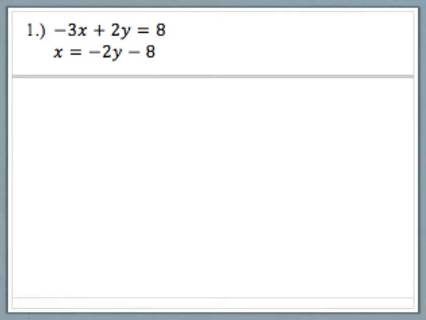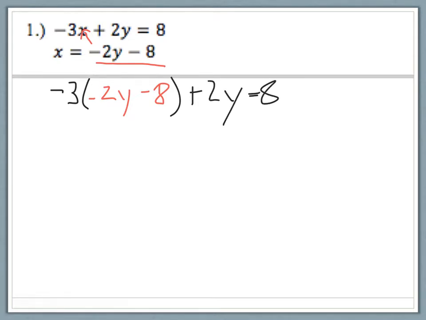Okay, for this first one, we're going to go ahead and solve by substitution. Since I already have x equals, I'm going to take this equation and plug that in for my x. Since I know what x equals, I'm going to plug it in for this x in my other equation. So I'll have -3, and then in parentheses, I'm going to put in that -2y minus 8, and then plus 2y equals 8.